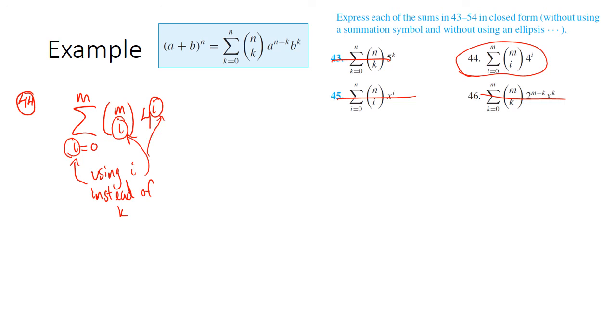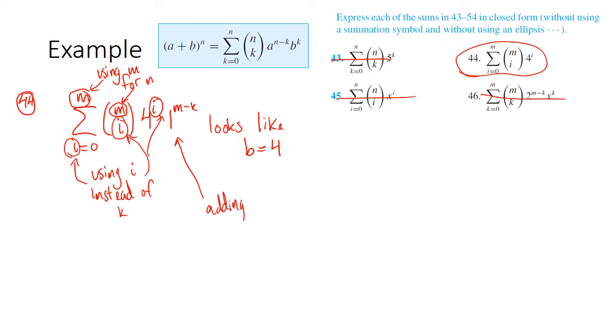So that looks like 4 is actually the b part. And then I'm also using m instead of n. It looks like b is 4 because that's the part that's being raised to the part that would normally be k. And then if I want to, I can actually put a 1 in here for the other thing because 1 won't affect the value at all. So I can make this 1 to the m minus k there. So I'm adding this factor, which won't change the value. So we're letting a equal 1 here.